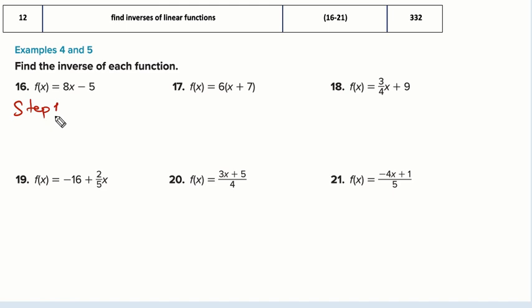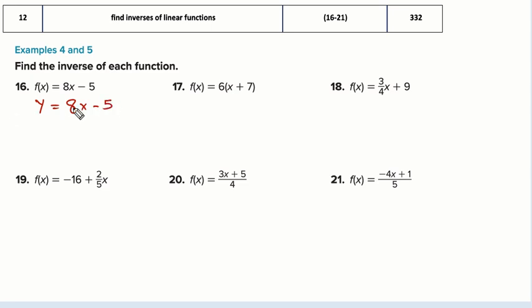Step 1, you have to change this f of x to y. Okay, change this to y. So how will we do it? First, f of x changes to y. So y equal 8x minus 5. This is your step 1.